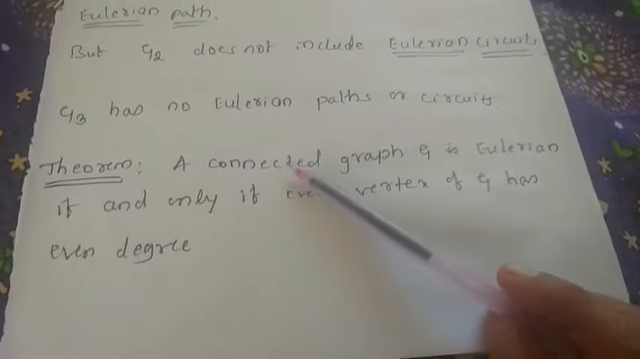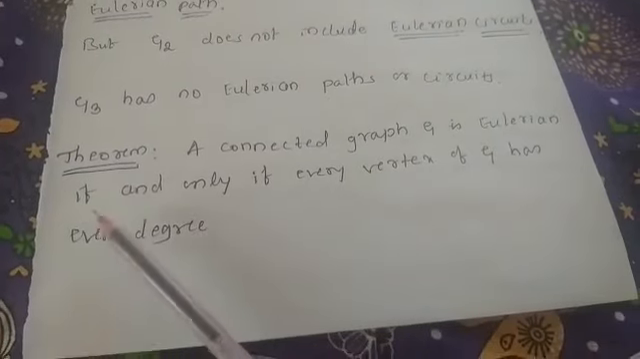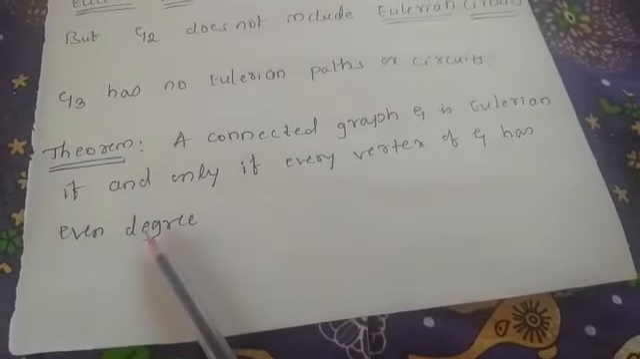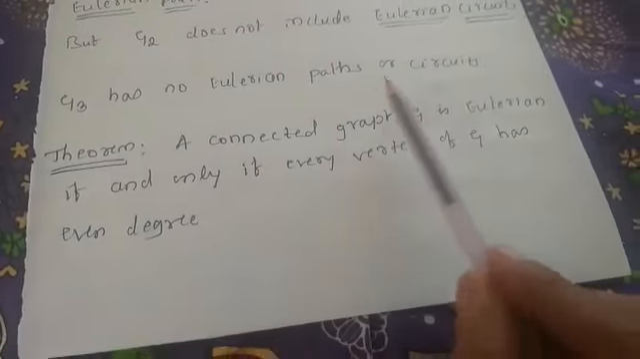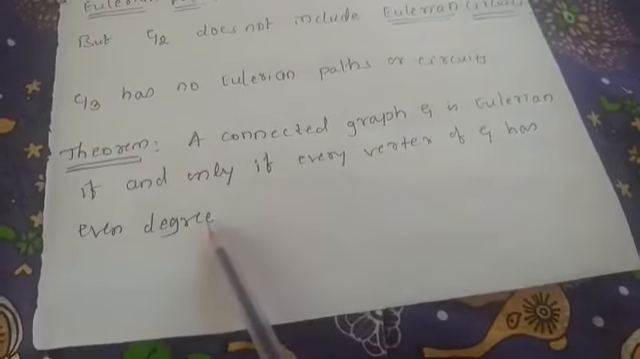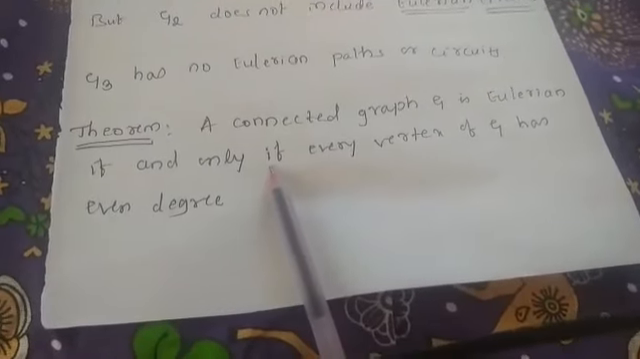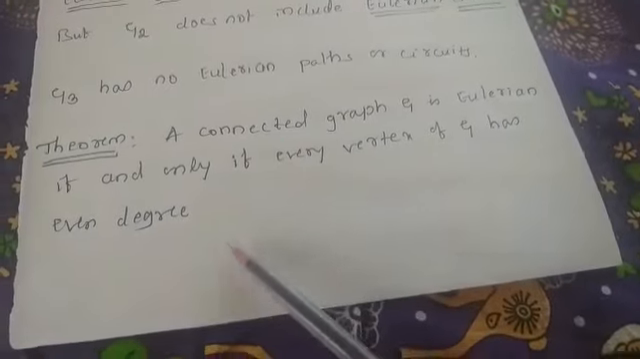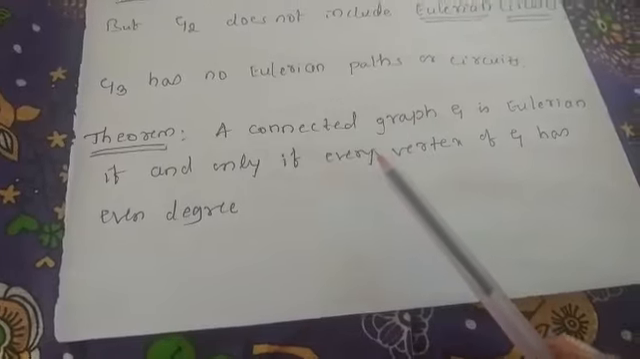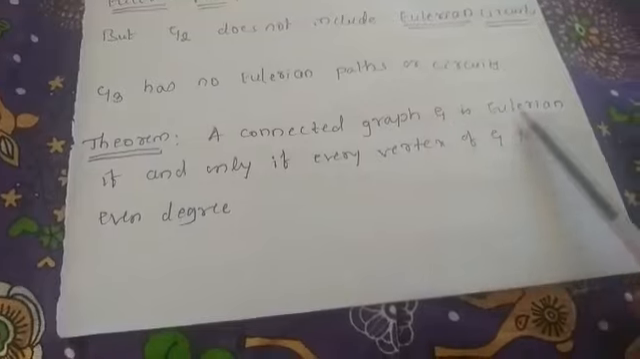Now we discuss one important theorem. A connected graph G is Eulerian if and only if every vertex of G has even degree. To prove this, first I will assume that G is Eulerian, then I will prove every vertex of G has even degree. Since the phrase if and only if is used in this theorem, we need to prove the converse also. The converse is: if I assume every vertex of G has even degree, then I will prove that G is Eulerian.